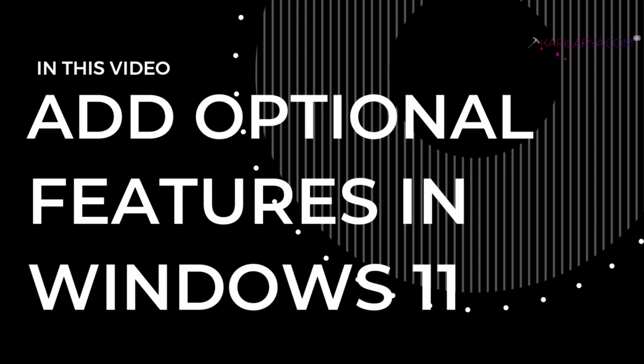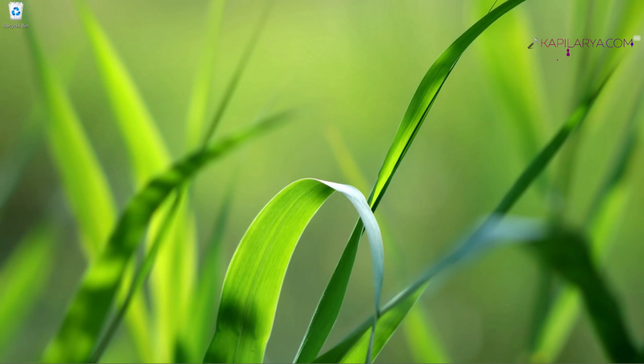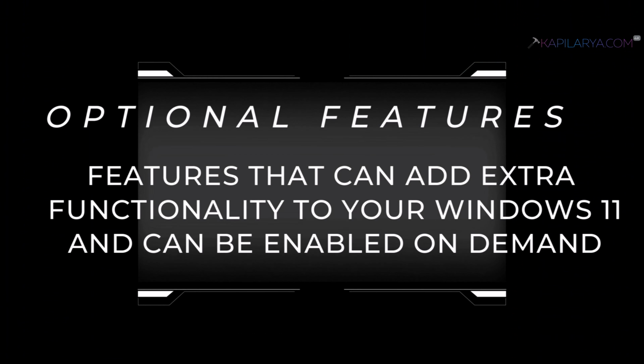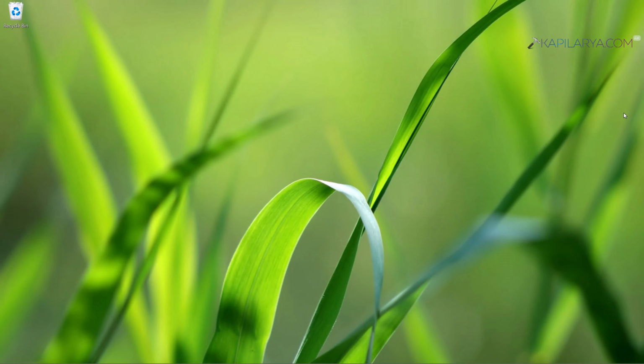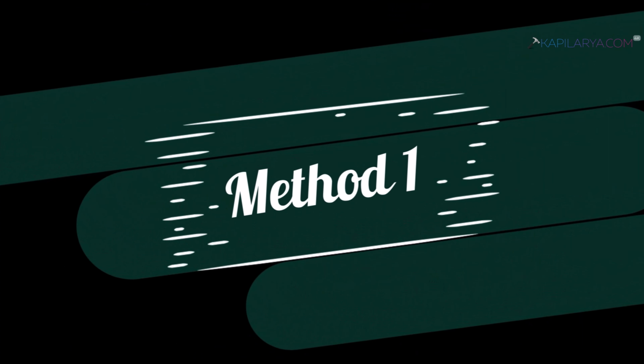In this video, we will see how to add optional features in Windows 11 operating system. So optional features are those features which add extra functionality to your Windows 11 operating system, and you can enable these features on your demand and at your convenience. And we have got two methods to enable optional features in this video guide.